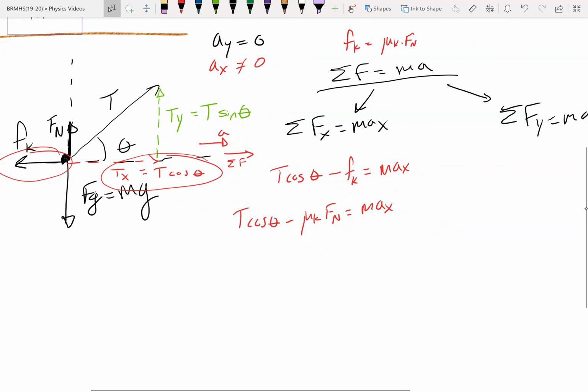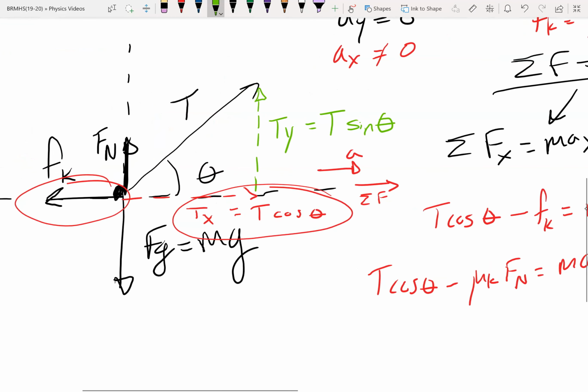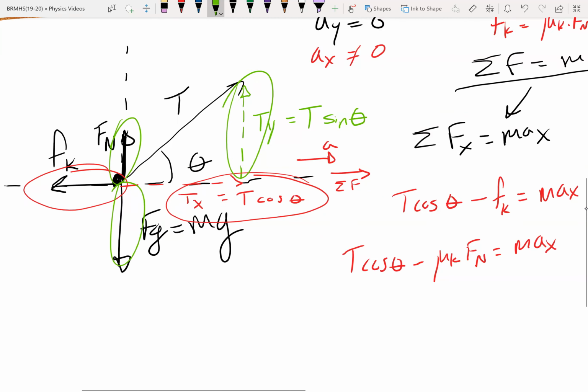Okay. Is there anything else I can know? No. We go to the green stuff, vertical direction now. I say, all right, sum of the forces in the y direction. I'm just looking vertically, y direction. I've got T sine theta, that points up. Normal force, that points up. Gravitational force opposes it and points down.